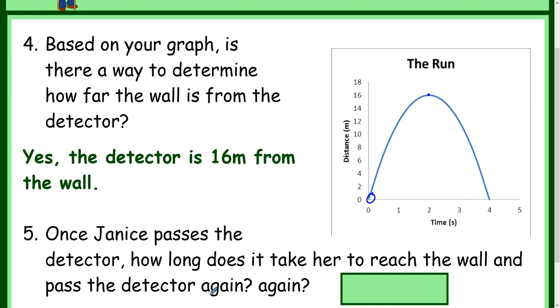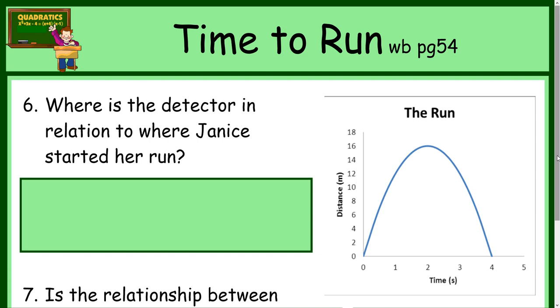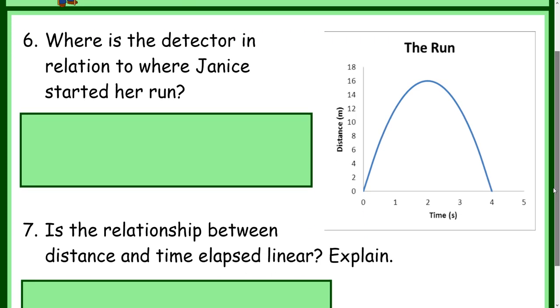Now, once Janice passes the detector, how long does it take her to reach the wall and pass the detector again? But how long does it take her to get to the wall and then come back? Total time would be 4 seconds. Where is the detector in relation to where Janice started to run?